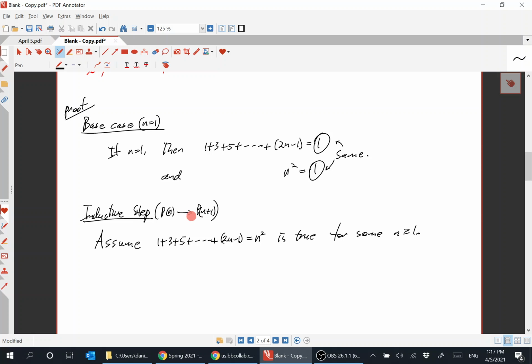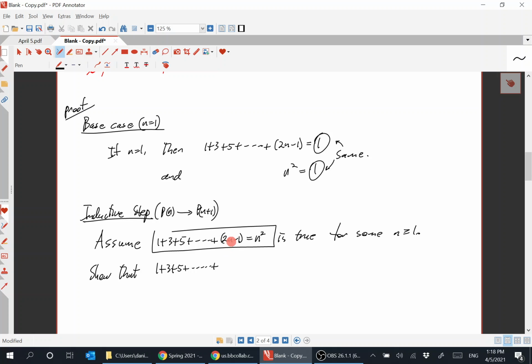And now we want to show that Pn plus 1 is true. You should write that down as well. Sometimes people don't say it. It's better if you do. I'm going to insist that you say it. So what does Pn plus 1 look like? Well, you take Pn, which is that, and you replace n with n plus 1.